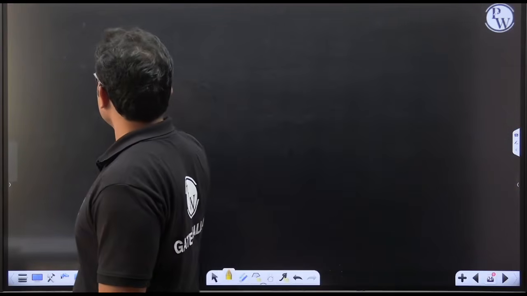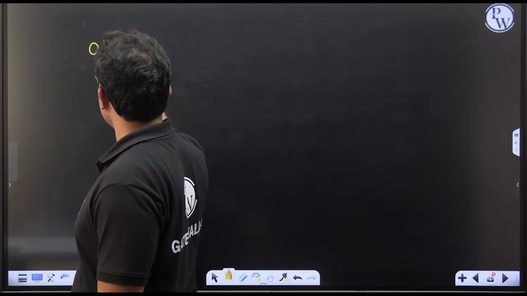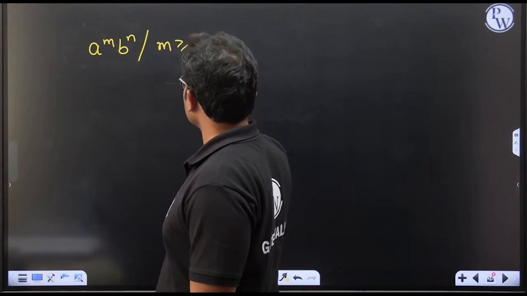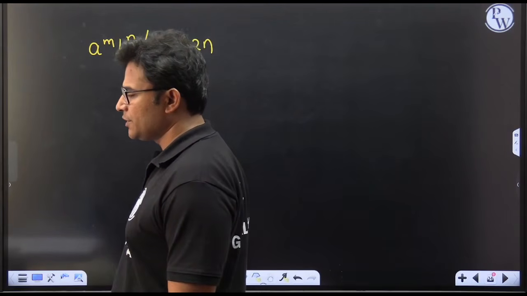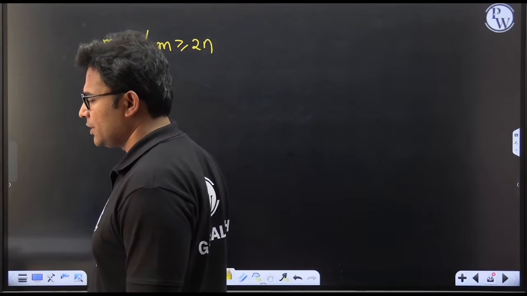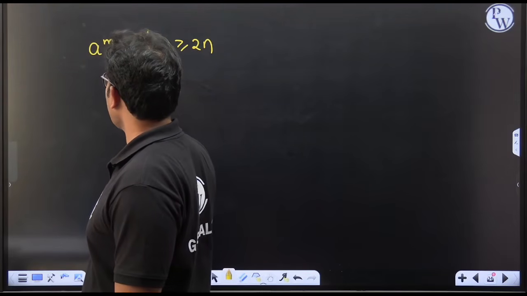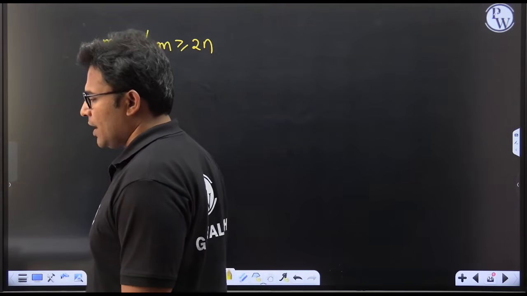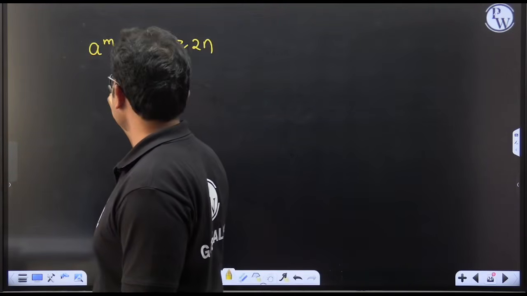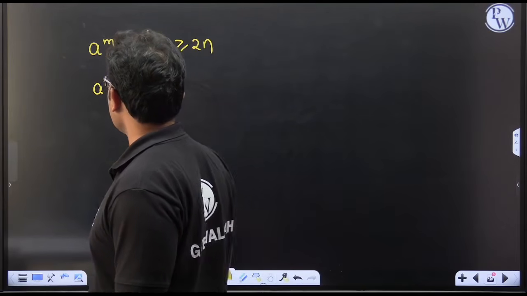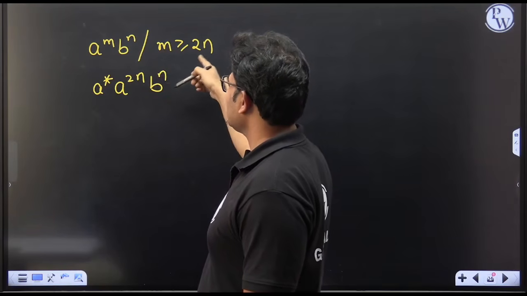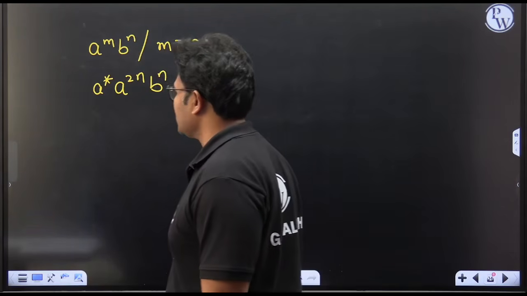Let's do a few more examples. a power m, b power n such that m is greater than or equal to 2n. So m has to be greater than or equal to 2n, which means a power 2n, b power n, and then it has to be greater, which means a star. If you write like this, then a power m, b power n such that m is greater than or equal to 2n will be satisfied.